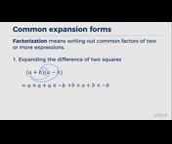Now, when we watch carefully, we can simplify this. a times a will give us a squared. a times -b will give us -ab.